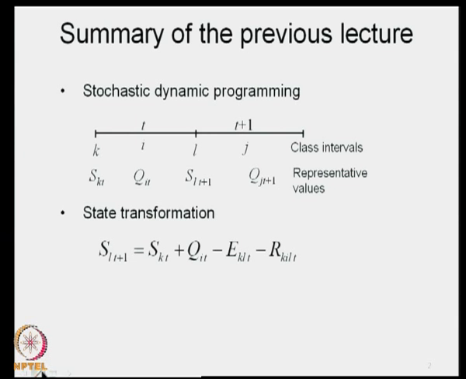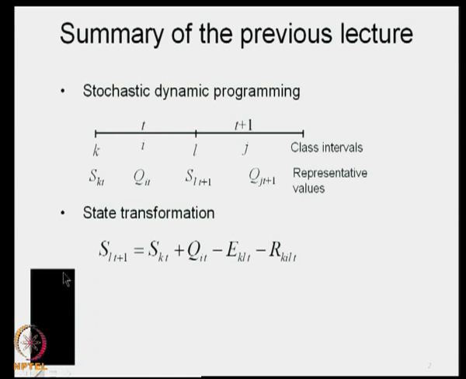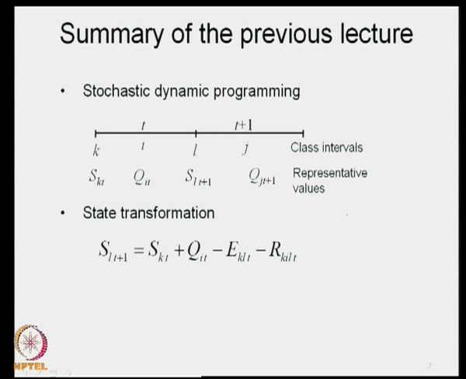If you recall, in the last lecture, I discussed the discretization of the state variables. Recall that we discretize the reservoir storage into a number of class intervals like this. Let us say from 0 to maximum capacity, we divide it into a number of class intervals, 10, 15 and so on. And then each class interval is represented by a representative value.